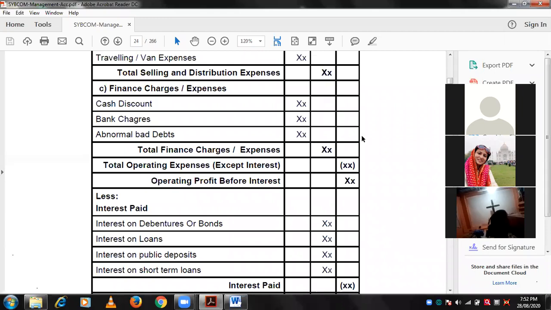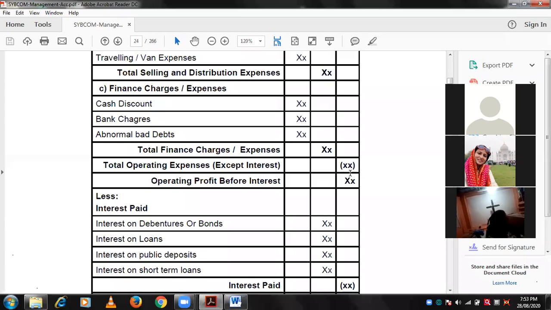Then the bank charges. Banks charge for their services. So those service charges come under the finance charges or finance expenses head. Then abnormal bad debts, already discussed. So all these three expenditures come under the finance charges. So total finance charges or expenses are totaled, and after totaling these expenses, administration, selling, distribution, and finance charges, we are going to get a total operating expense.